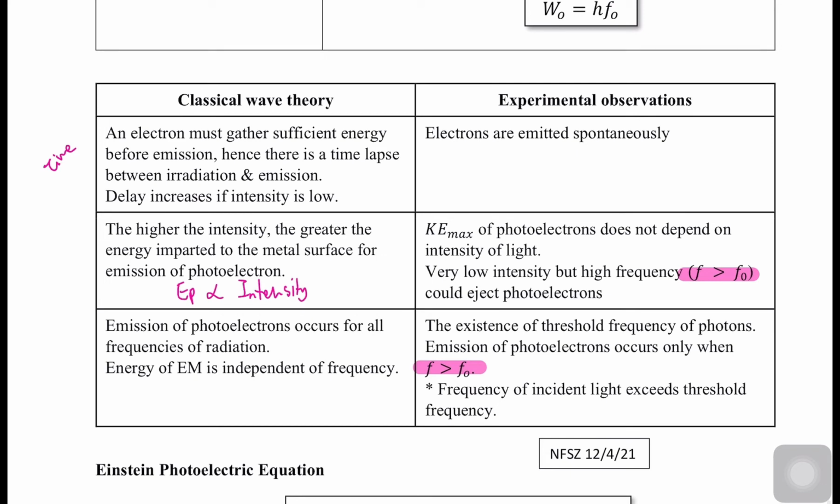So 3 benda lah. So first kita ada time, then kita ada intensity, then we have frequency. So soalan ni kalau keluar, kita kena cakap 3 benda lah, differences between classical wave theory dan experimental observation. Or this one kita boleh cakap sebagai modern theory.